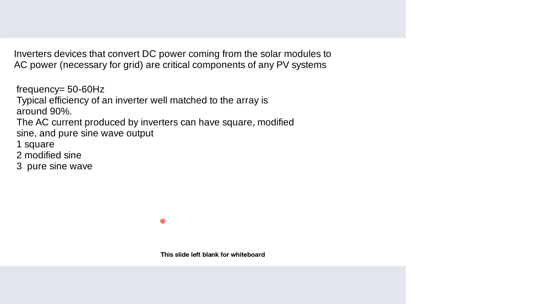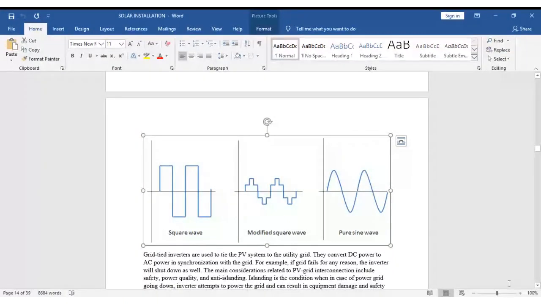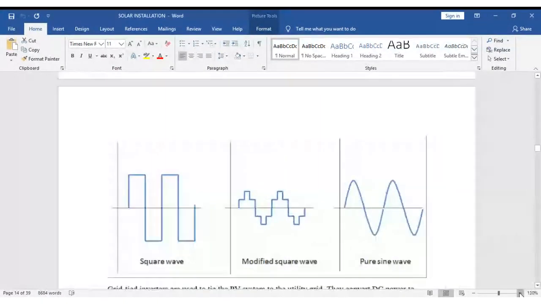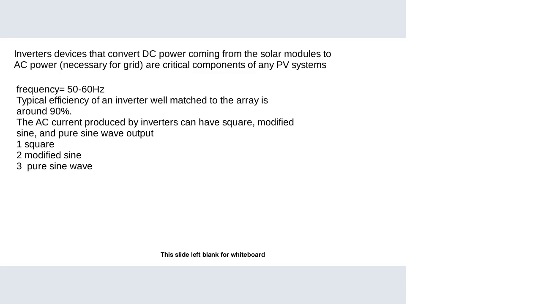So there they are, the three major types of waves. This is the square wave, then we have the modified square wave, and then we have a pure sine wave. A pure sine wave is a common type of wave. Most of us have experienced this also when doing electrical principles. So those are the three major types of waves that result as the inverter converts DC to AC.